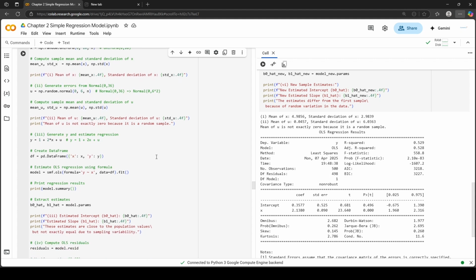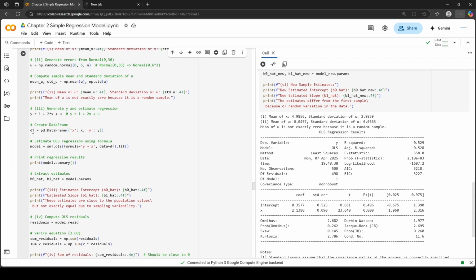Okay, so now let's create a population regression model. Y equals 1, that is the intercept, plus 2 times x, where the slope, beta 1, is 2, plus mu. Now let's create a data frame. df equals pd.DataFrame, and in the data frame we are creating two columns, x and y. For the x column, assign x values, and for the y column, assign y values.